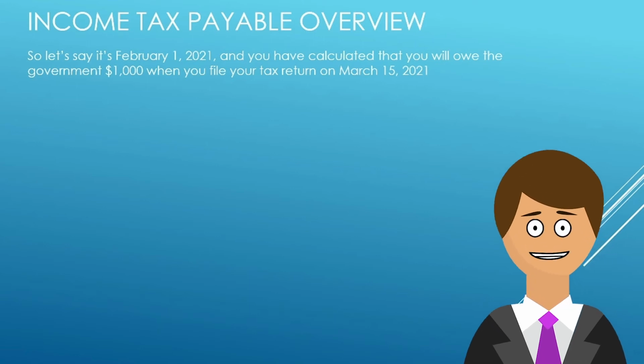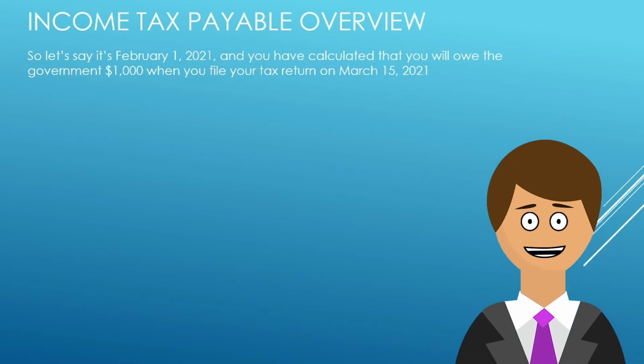So let's say it's February 1st, 2021, and you have calculated that you will owe the government $1,000 for your tax return, but you don't have to file until March 15th, 2021, and so you're actually not going to file until March 15th, 2021. Why should the government get your money any earlier than it needs to, right? So you'll write that check for March 15th and have that $1,000 that you know is payable to the government.